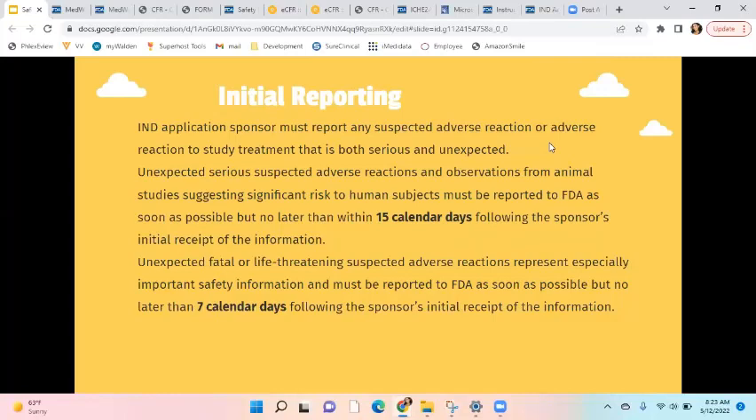They're supposed to report to the FDA as soon as possible, but you have within 15 calendar days. That's not business days, but calendar days, to provide an initial summary of the information. Now, unexpected, fatal, or life-threatening has to happen within 7 days. And the idea behind this is that the FDA wants to be notified if something happens, right?